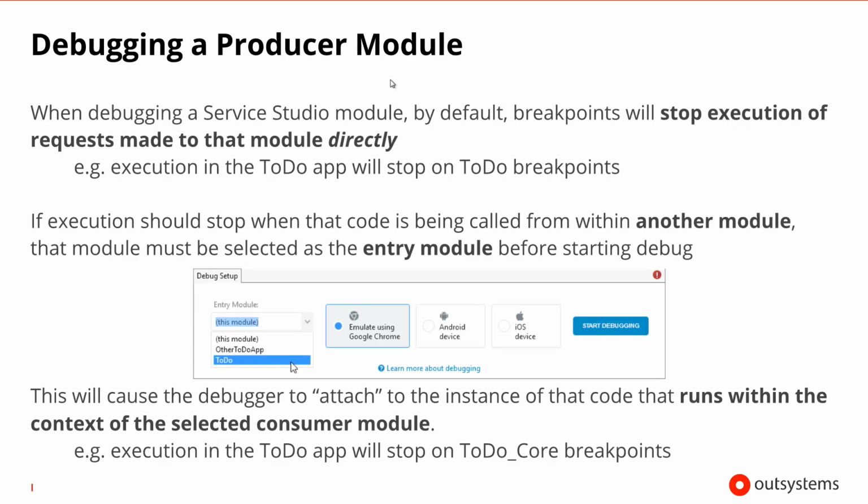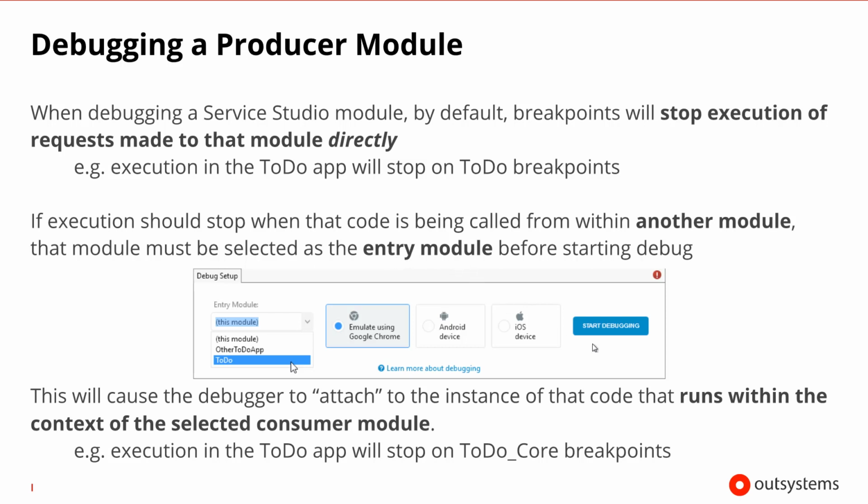Now, to start debugging, inside of Service Studio, if we're in a particular module, then by default, the breakpoints of that module will stop execution when requests are made to this module directly. So if we were in a to-do application, it would stop on any of the to-do breakpoints because we're inside of this application and module. But if we want execution to stop when the code is being called from a different module, then that module has to be set as the entry module.